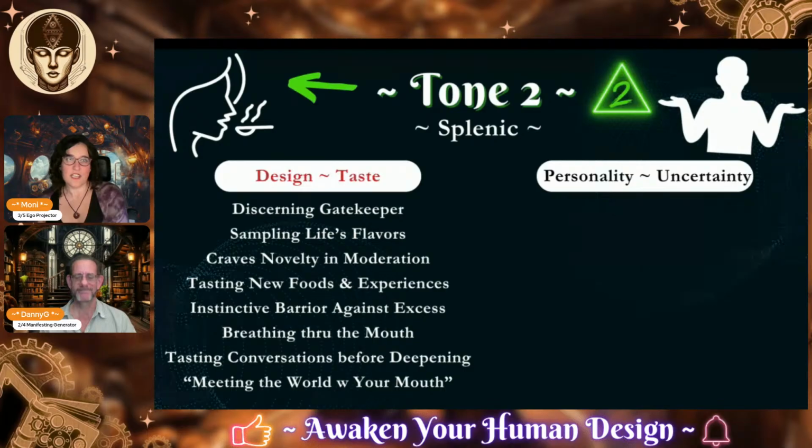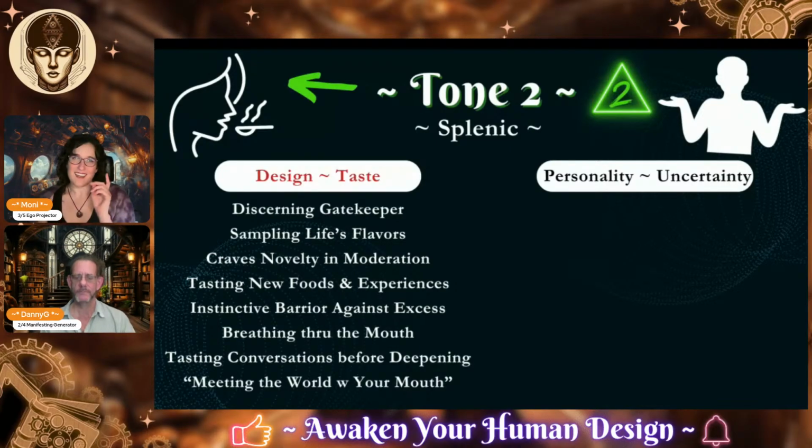This is the discerning gatekeeper, sampling life's flavors. It craves novelty in moderation, tasting new foods and experiences, an instinctive barrier against excess. So often there is breathing through the mouth and taking in data by breathing through the mouth. This is the one type of person this is actually healthy for. And they might also taste conversations before getting in deeper, like sample it, take a little bit.